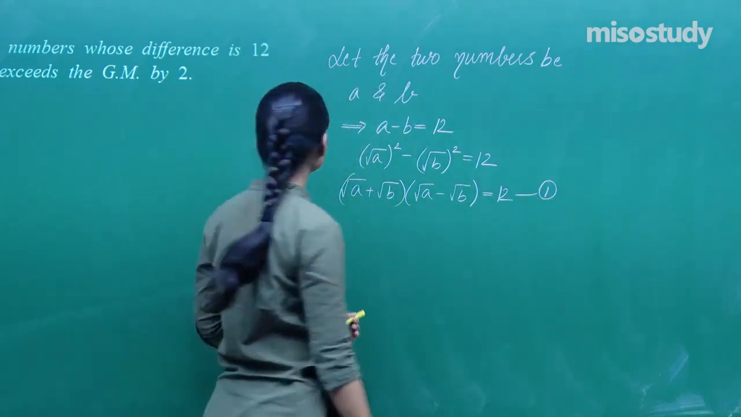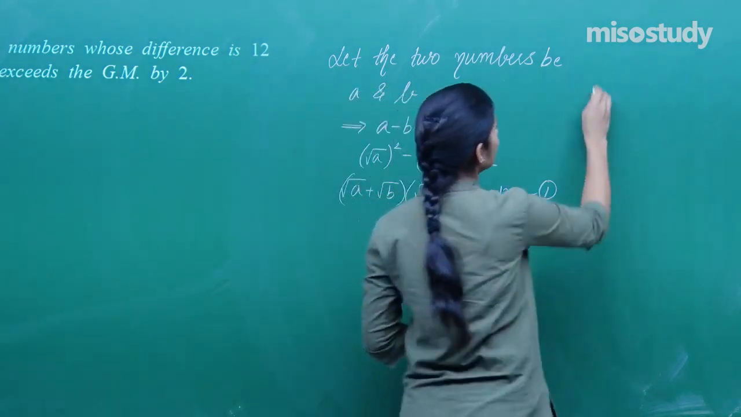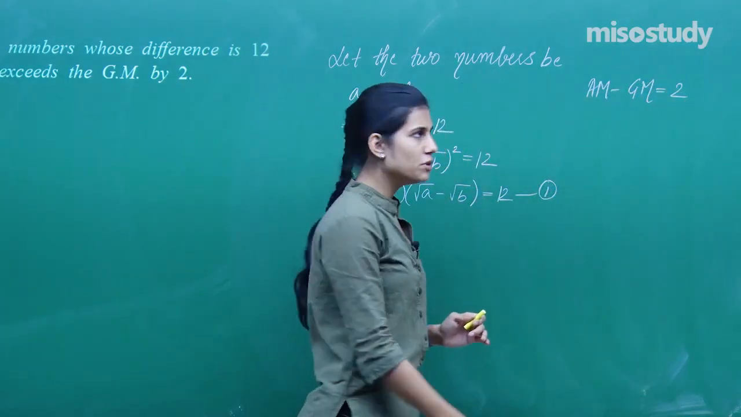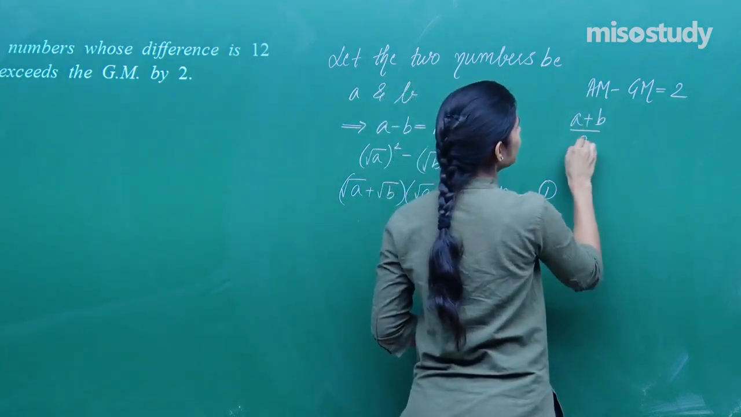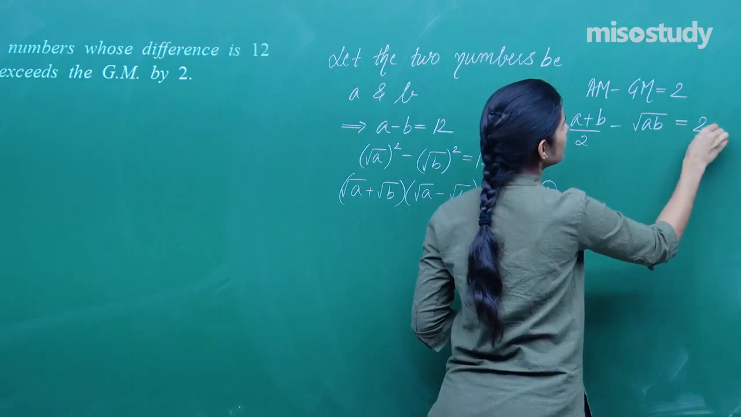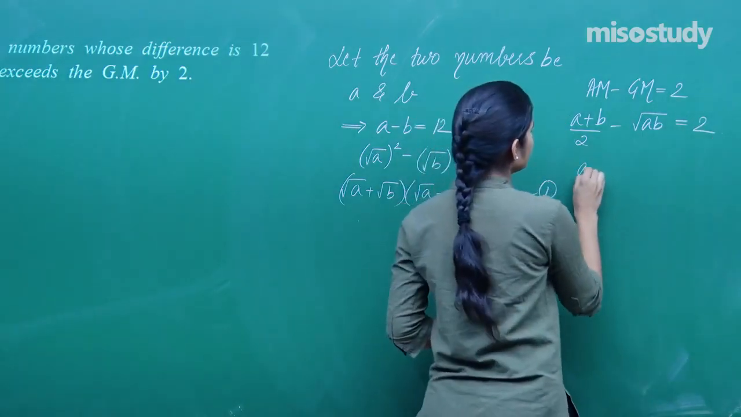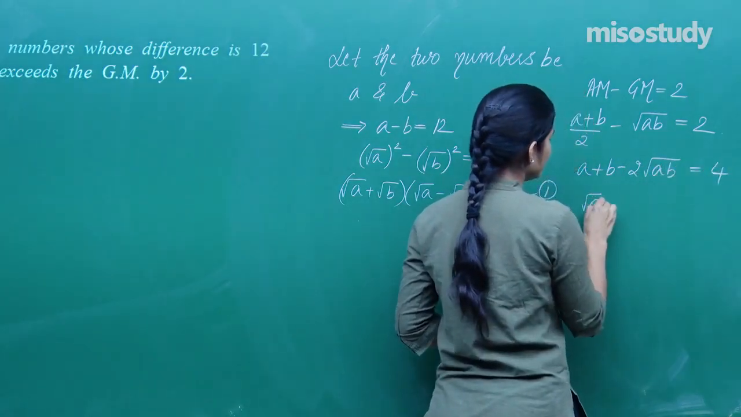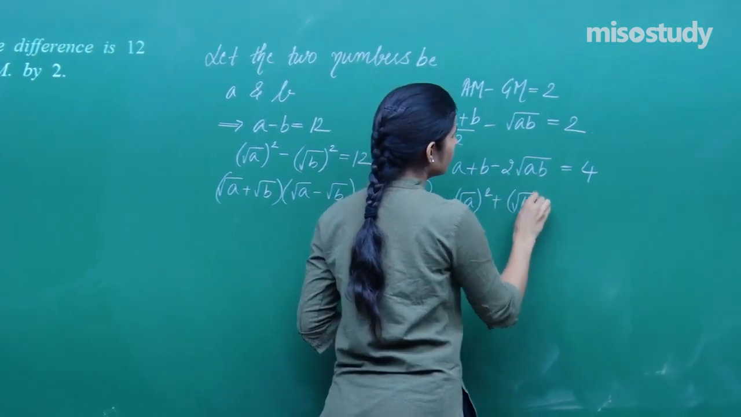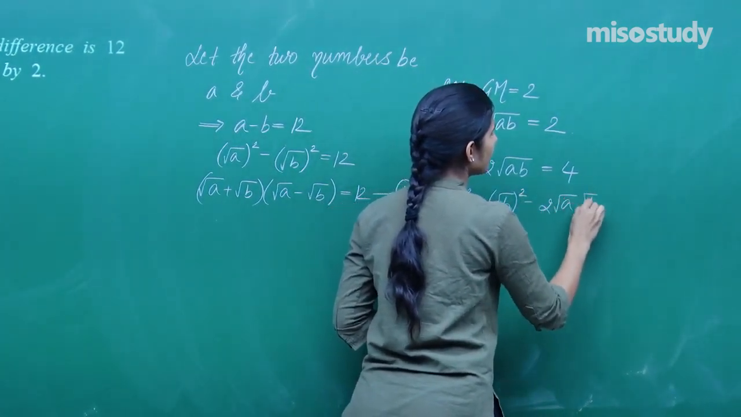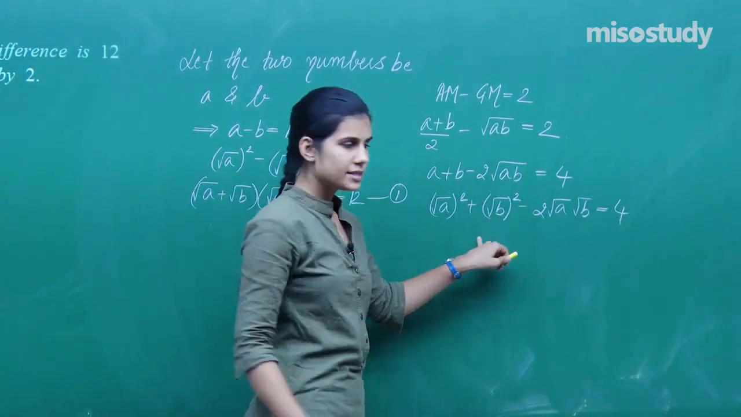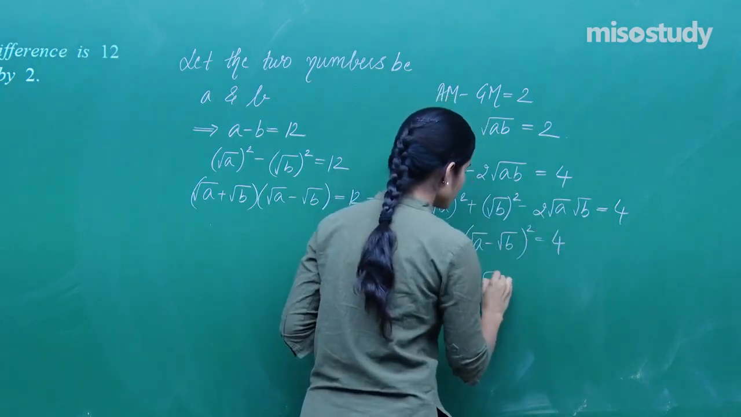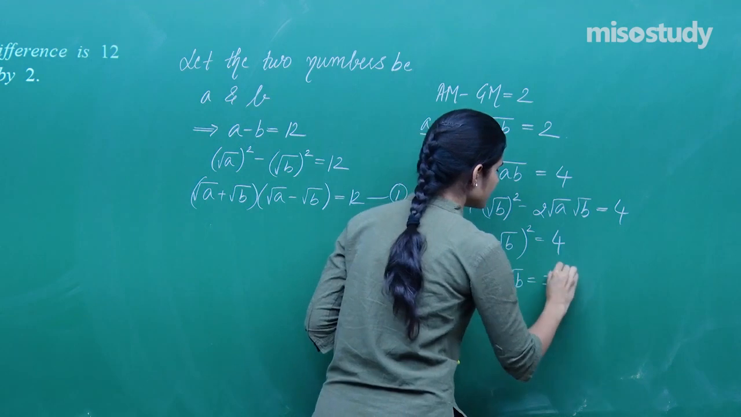Keep it as 1. AM exceeds GM by 2. AM minus GM of these two numbers A and B is given to be equal to 2. That means A plus B by 2 minus root AB is 2. This means A plus B minus 2 root AB is equal to 4. This is root A square plus root B square minus 2 root A root B is 4. What is this? This is nothing but root A minus root B whole square is 4. So root A minus root B is plus minus 2.